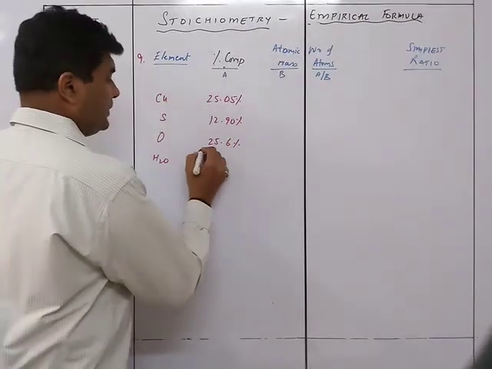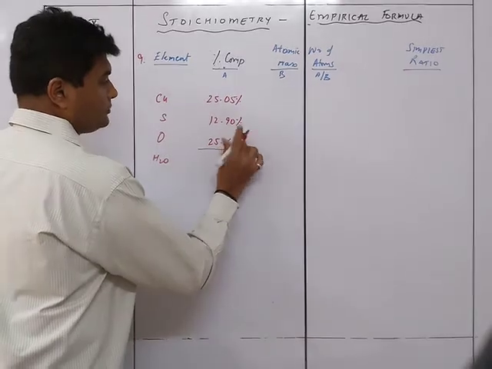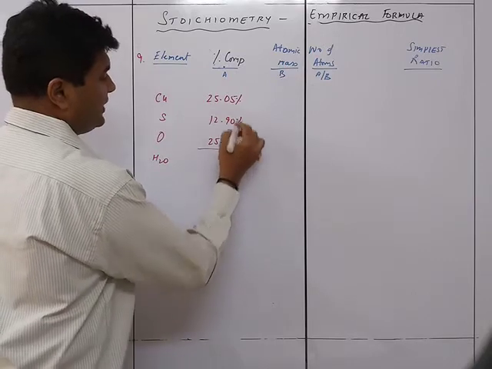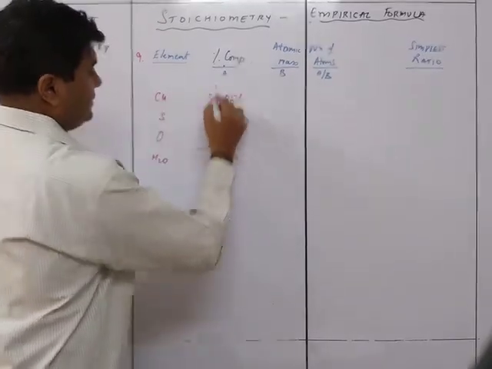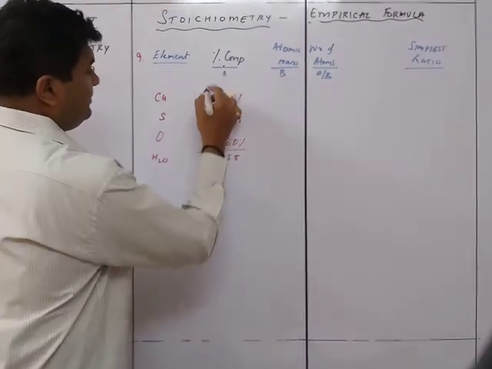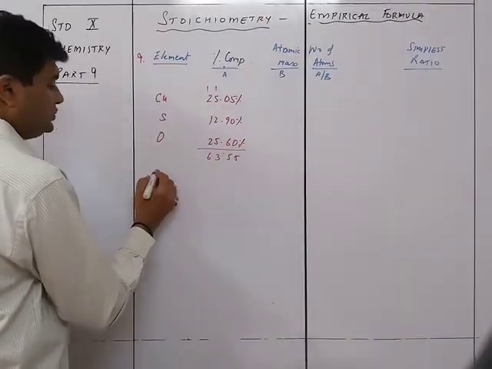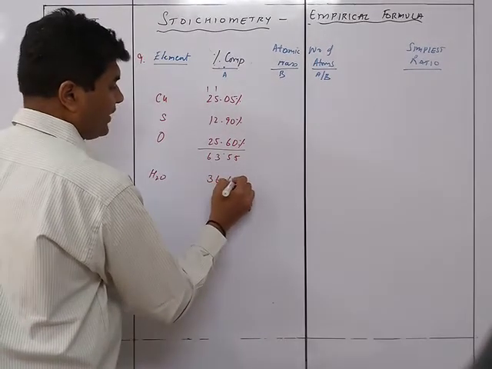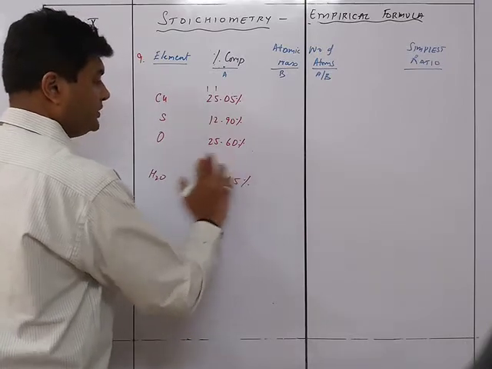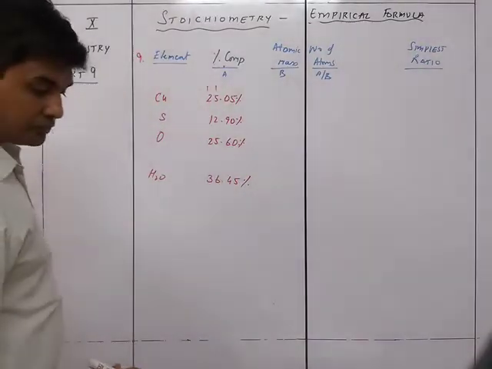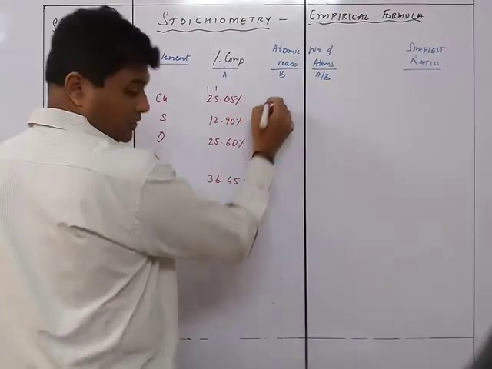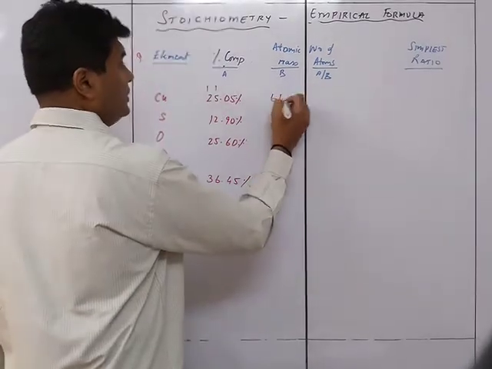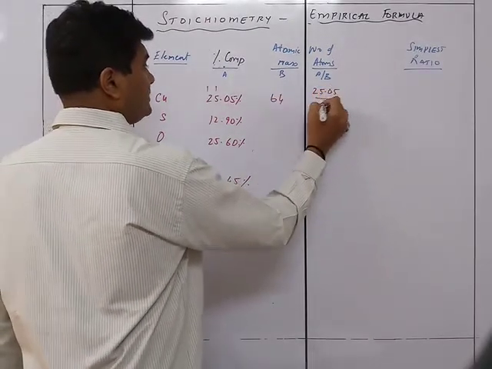So the remaining part over here, first of all, adding it up gives 63.5. So water H2O will be 36.45%. We remove this. The mass over here for sulfur will be 32. Copper is 64. So it is 25.05 upon 64.